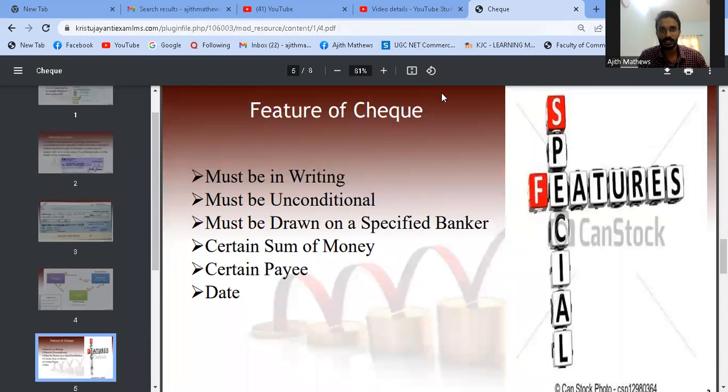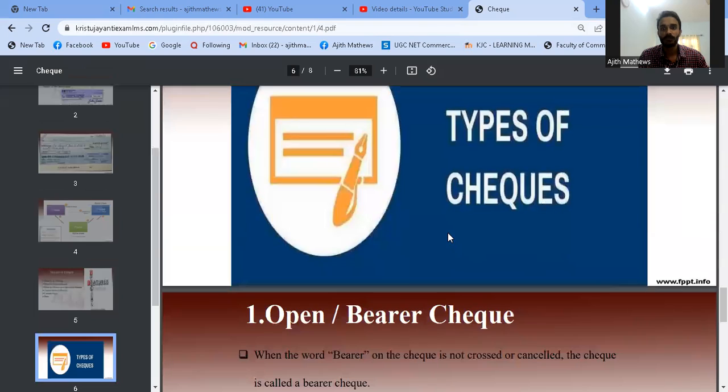So these are the features. It must be in writing, there is no doubt. It must be unconditional; no conditions are to be specified because a check has a certain format. That is the reason. The check must be drawn on a specified banker, and the banker here is the drawee. Then it is for a certain sum of money, no doubt, the beneficiary must be certain, and the date also must be mentioned. And so many types of checks are there.